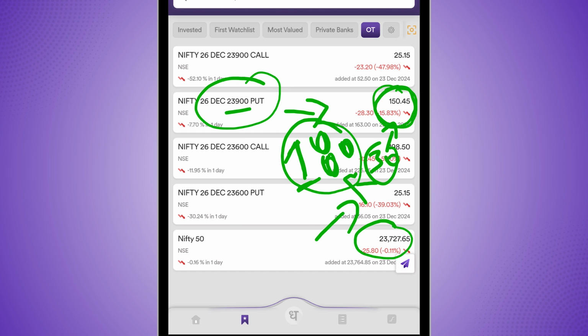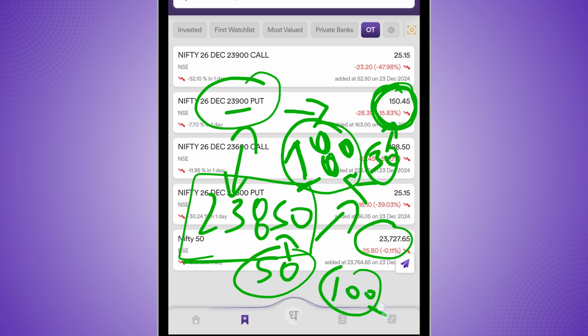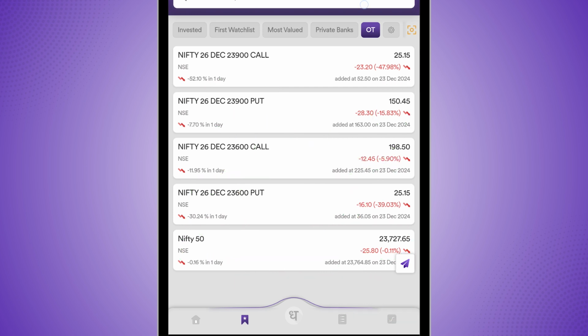Now, why would you do this? You would do this if you expect the market to move in your favor. So if the market comes up to 23,850 and you have to still buy it at 23,900 as an option seller, it is not a problem for you, because you collected 150 rupees as premium. So 50 rupees out of that goes into covering the difference between the market price and this price, and you will pocket 100 into 25. So that's how option selling works over here as well.